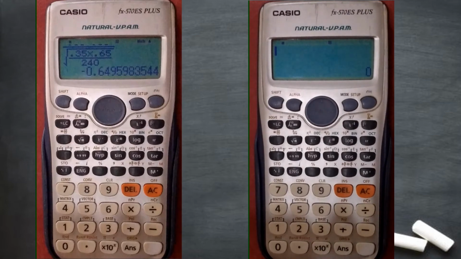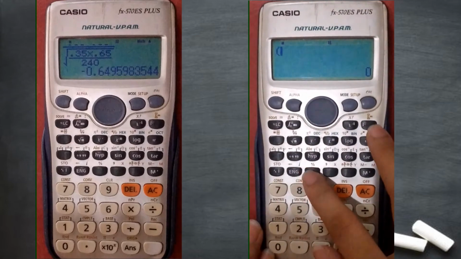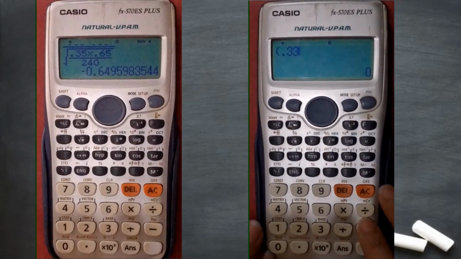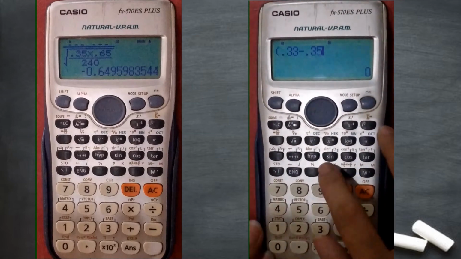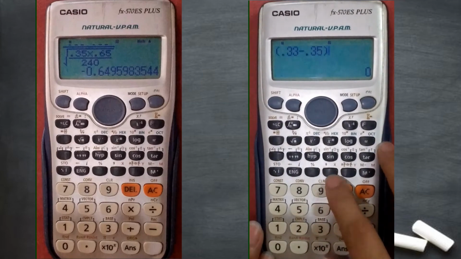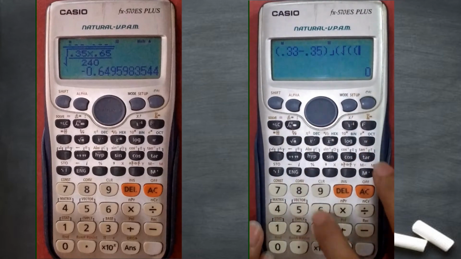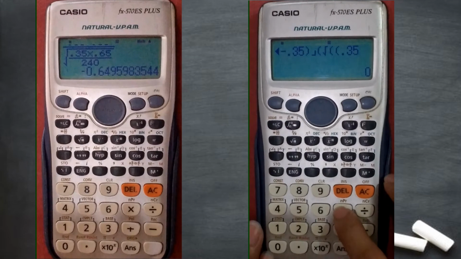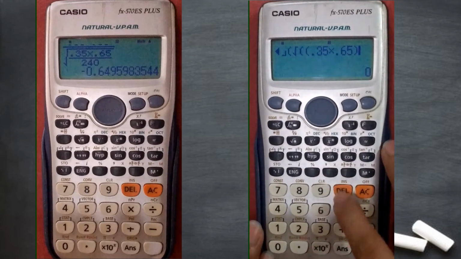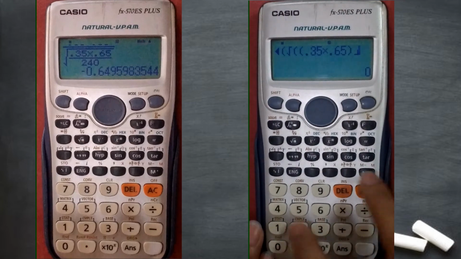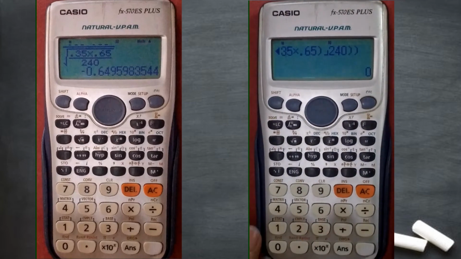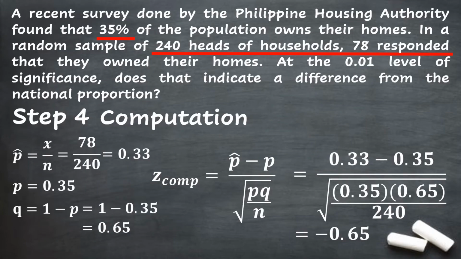Then for 2-liner calculators, you have to press open parentheses, then 0.33 minus 0.35, and then close parentheses, and then fraction, then open parentheses, square root symbol, and then another open parentheses, 0.35 times 0.65, close parentheses, fraction, and then 240, and then two close parentheses, then the equal sign. That is the answer. Final answer for z computed is negative 0.65.